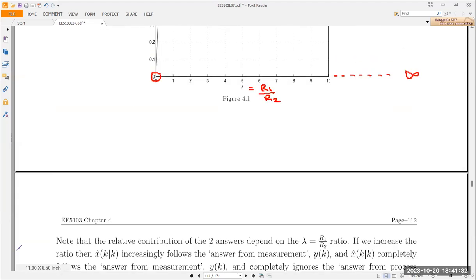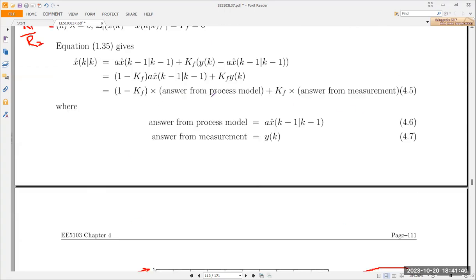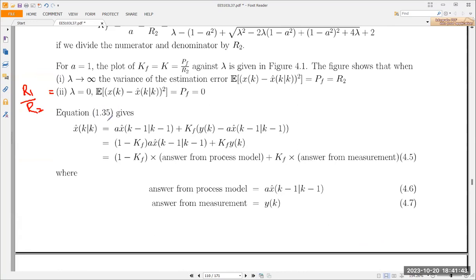Now, one way of seeing things is also like that. You go and look at 35. You can rewrite 35 like that. This equation is directly copied from 35. You copy over, then you rewrite, it looks like that.